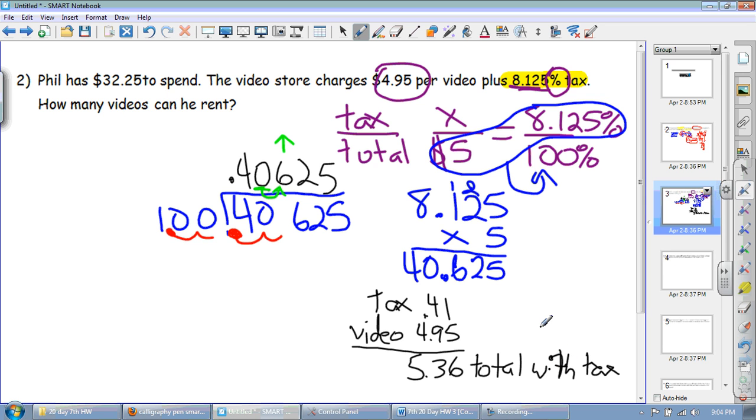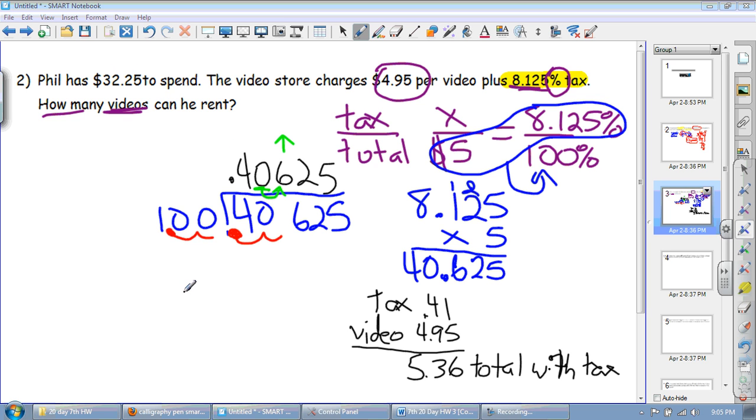All right, so 5.36, and now we can get back to answering the actual question: how many videos can Phil rent? So he's got 32 bucks, and each video costs 5.36. To find the number of videos he can get, we have to ask how many times 5.36 can go into 32.25. So it's a question of dividing.